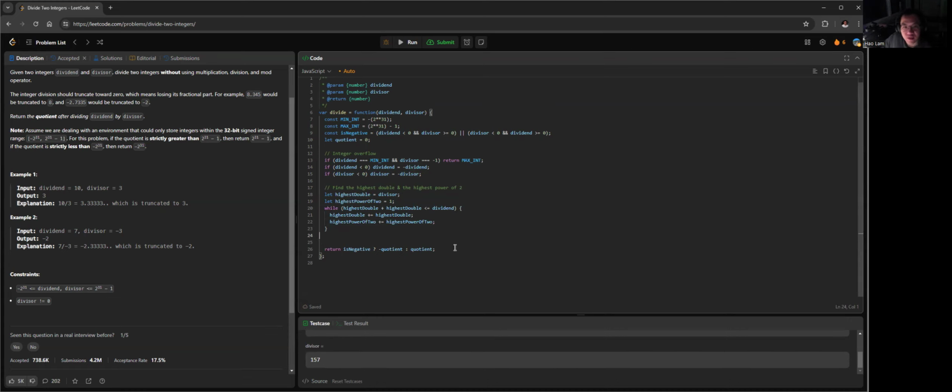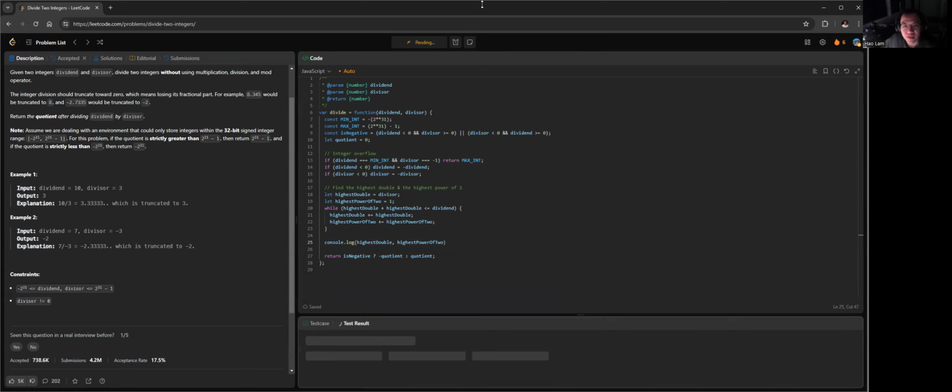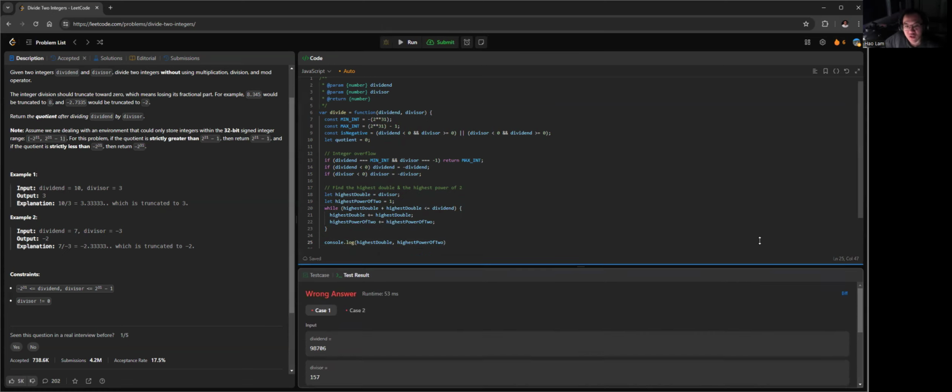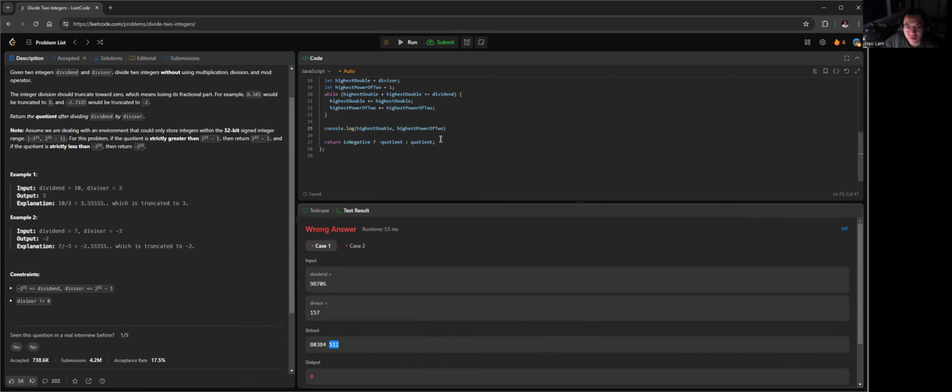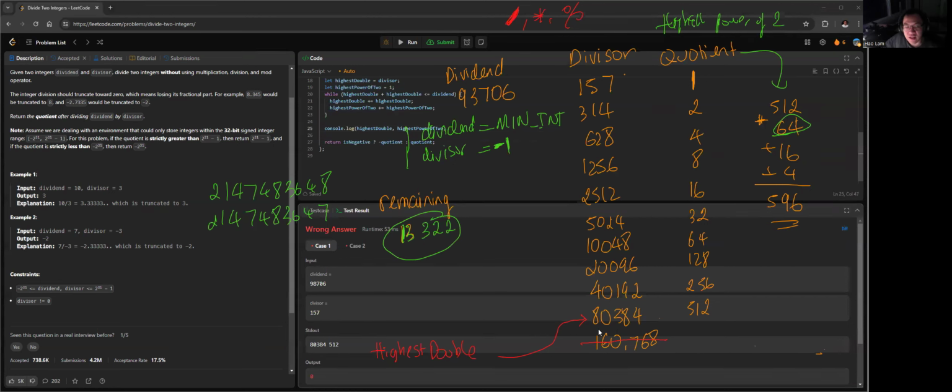And yes, let's double check, just to make sure we got the correct number as we expected. The highest double and then the highest power of 2. We expect to get 512, yeah, 512 for the power of 2, if you recall earlier, and 80,000 for the highest double. So here we have 80,000, and then 512. Here, 80,000, and 512.